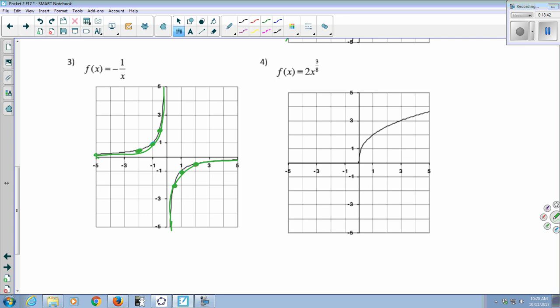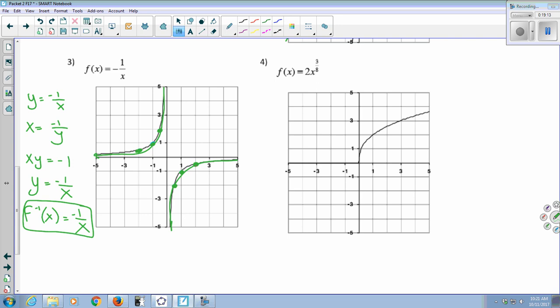So let's verify that f of x equals -1/x is its own inverse by using the swap and solve strategy. So I have y equals -1/x. Swap the x's and the y's. And now I want to get that y by itself. So I'm going to multiply both sides by y, divide both sides by x, and that is my original formula. F inverse of x is -1/x, which is also f of x. So there's a function whose inverse is itself.